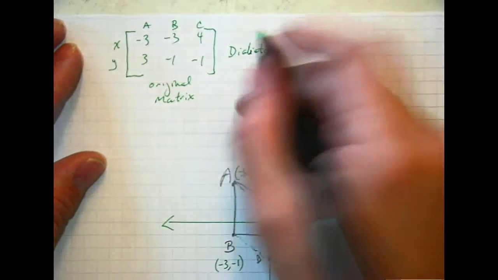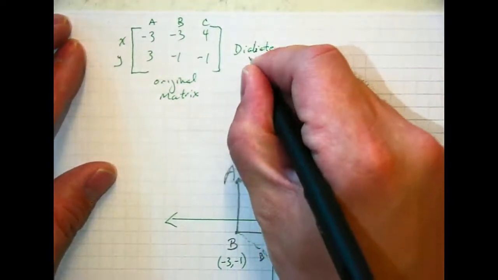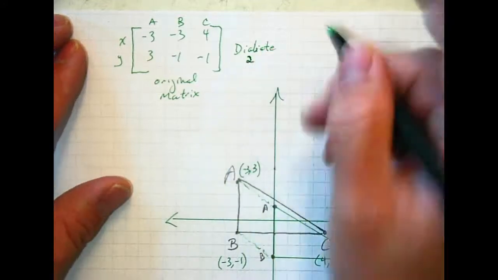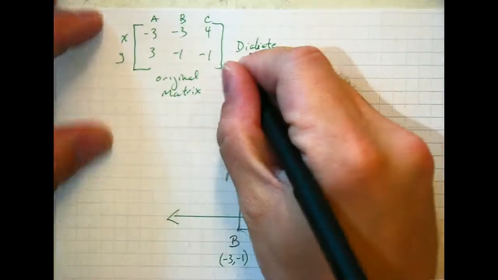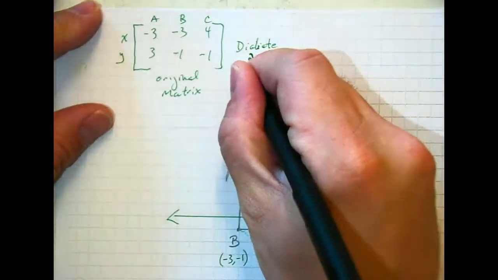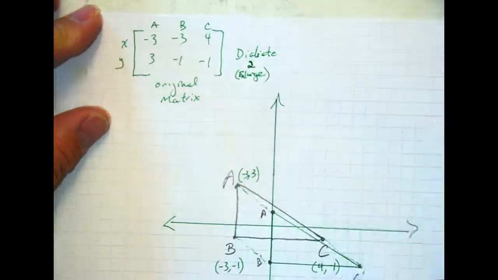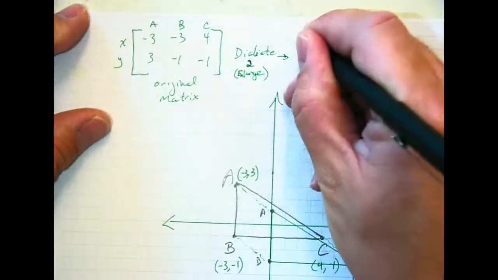Dilate. Okay, we're going to dilate at a factor of 2. A factor of 2. Now, is that going to be a reduction or an enlargement? Good. So another way of saying that is enlarge. Enlarge at a factor of 2. Go for it. Write your resulting matrix.